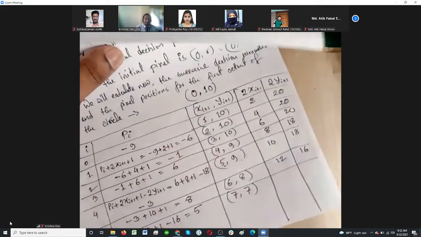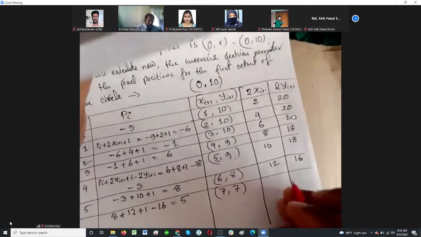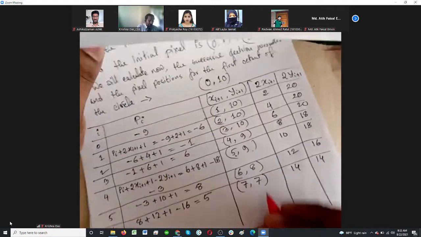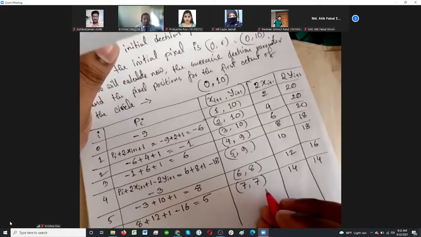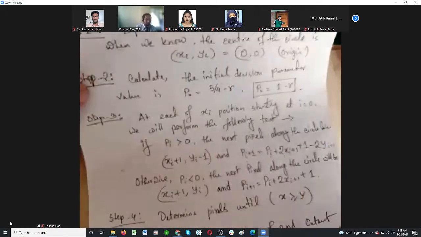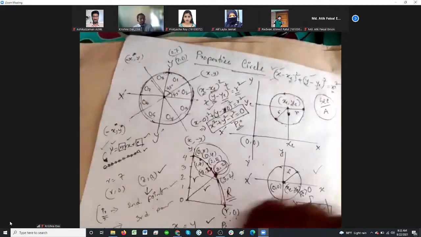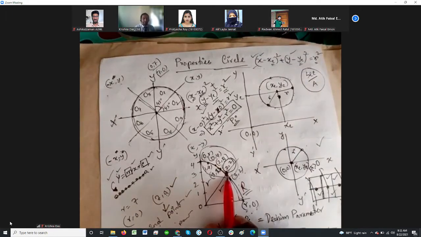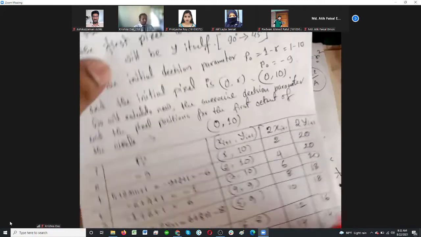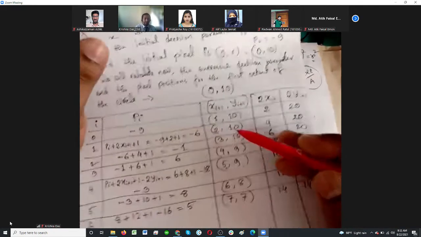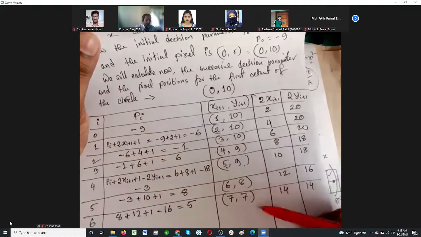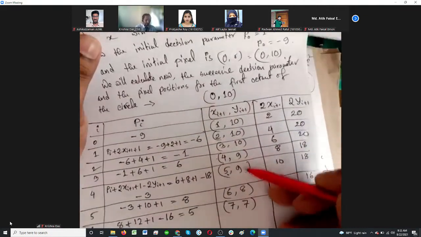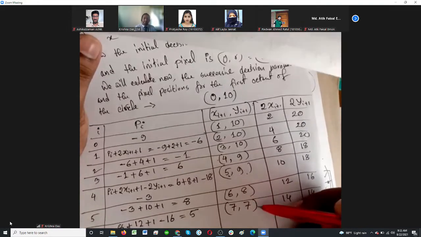You see that now x and y, the value is becoming equal. That means we reach the point for the first octant, on that position, right? On that position we have reached where the x and y value has become equal. So these are the points we have got for this circle for the first octant: 0, 10, 1, 10, 2, 10, 3, 10, 4, 9, 5, 9, 6, 8, and 7, 7.